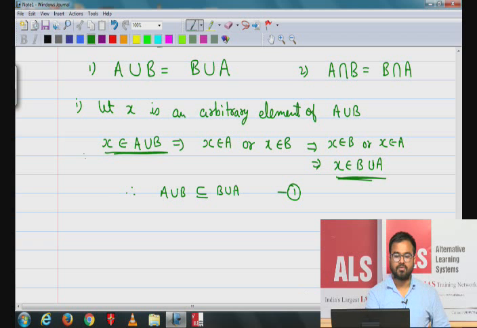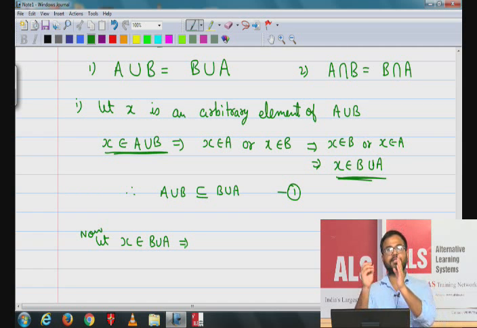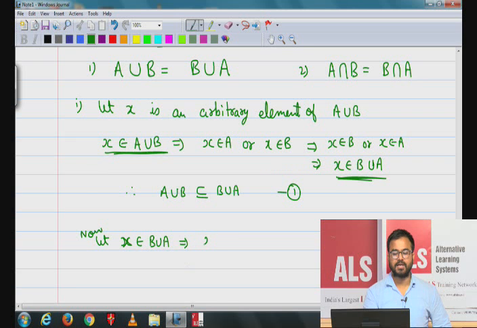Right. Now we will say let X belong to B union A. Now we will take the element X from the right hand side and we will prove the right hand side is also a subset of the left hand side. So let's say X belongs to B union A, so we can write X belongs to B or X belongs to A. Like 2 plus 3, we can write this one as 3 plus 2 also. So we can also write this one as X belongs to A or X belongs to B. And from this one we can combine both of them as X belongs to A union B.